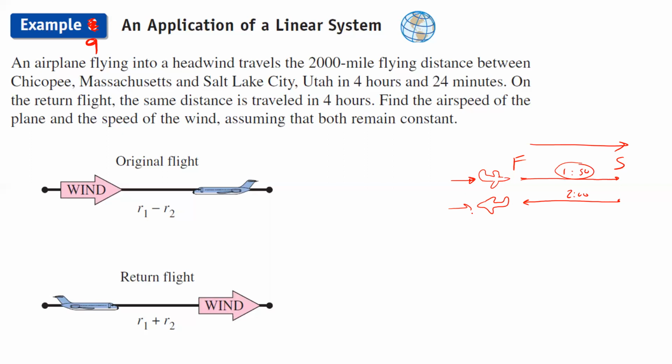Airplane flying, you have a headwind, travels 2,000 miles, flying a distance from Massachusetts to Utah in 4 hours, 24 minutes. On a return flight, same distance, traveling same, it only takes 4 hours. So now the question is this, can you find the exact airspeed of the airplane, speed of the wind, assuming they're both constant, they don't change.